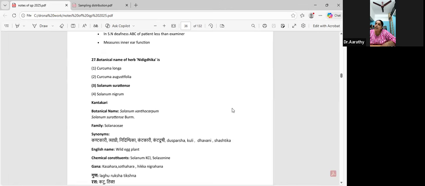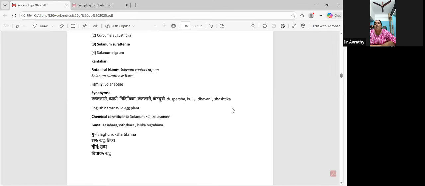Now, read it again, hear it again. You'll get a clearer picture. The 27th botanical name of the herb Nidigdiga, which is Kandagari, otherwise Solanum surattense, Kakamachi, Solanum nigrum, then Curcuma longa. What is Curcuma longa? Just turmeric, right? Curcuma angustifolia. Go find out what is Curcuma angustifolia. Curcuma longa, Solanum nigrum. I've told you, but still, angustifolia is homework for you.